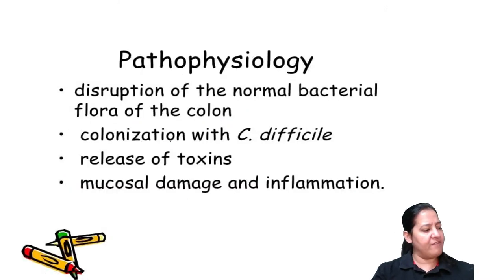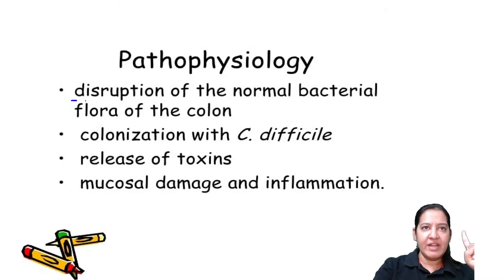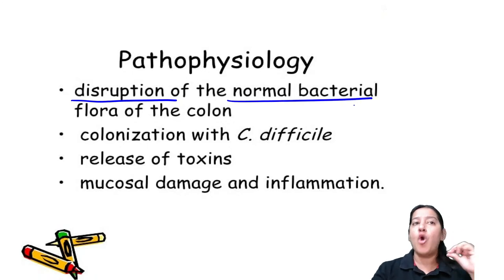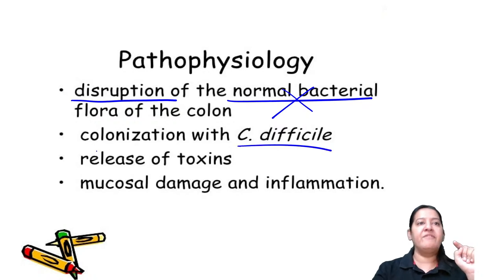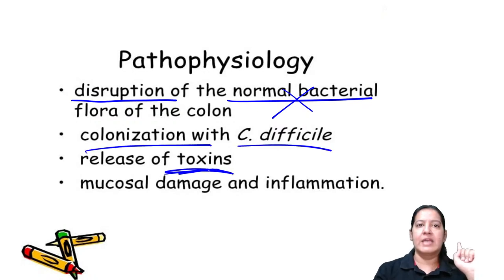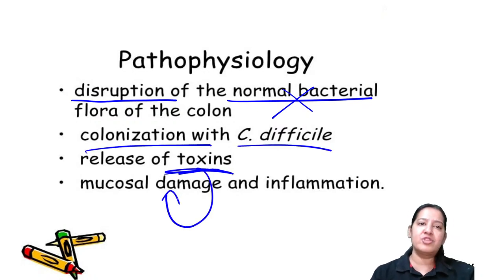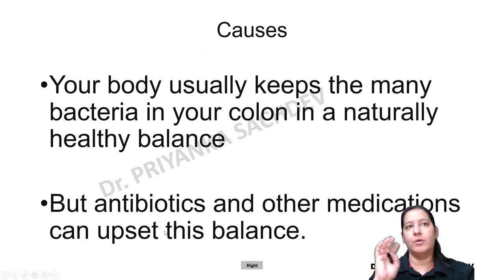The pathophysiology I have already explained to you. This patient is having disturbance of the normal flora. The commensal bacteria are killed because of the antibiotic course. So the Clostridium difficile will colonize and it will secrete toxin. And that toxin will cause damage to the mucosa and produce a membrane in the mucosa, right?